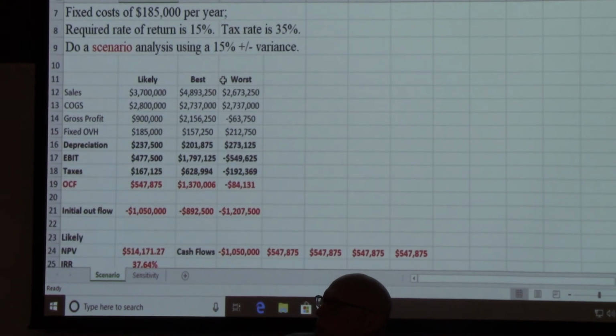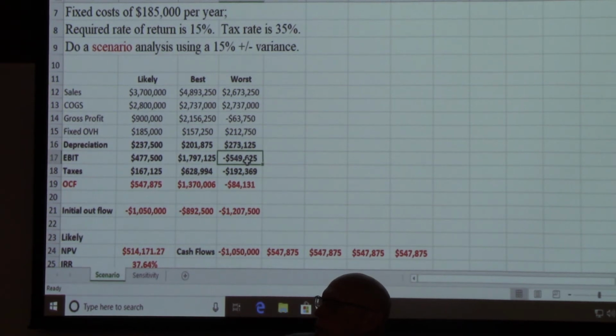Under the worst case scenario, your number of units goes down and your price per unit goes down. The number of units has to be the same as your sales number of units, but the cost per unit goes up. Therefore, your gross profit is going down. It's a negative number. Your fixed overhead is 15% higher than it was under your likely case. Your 950,000 goes up 15% divided by 4, so your depreciation goes up.